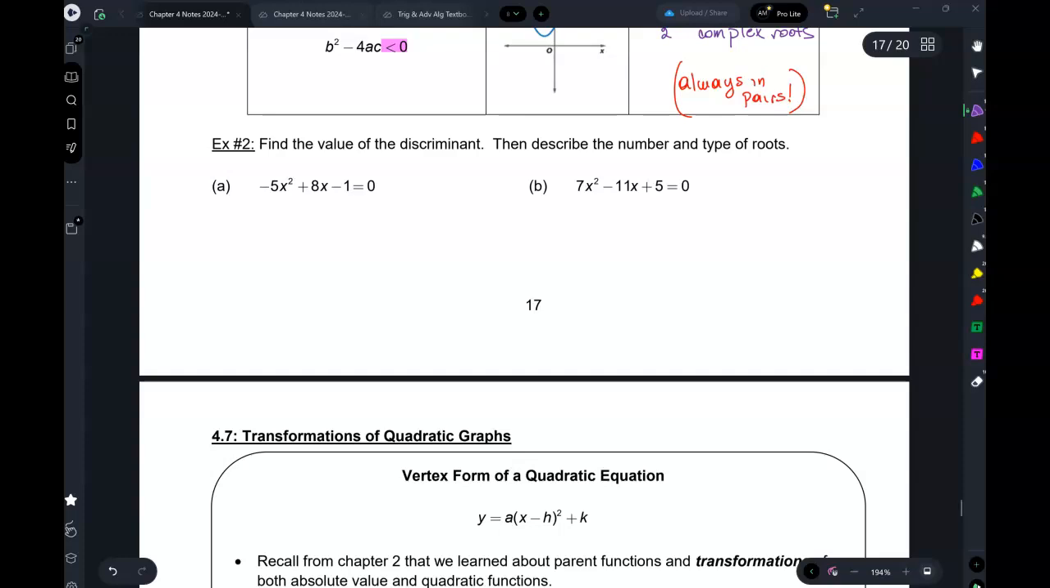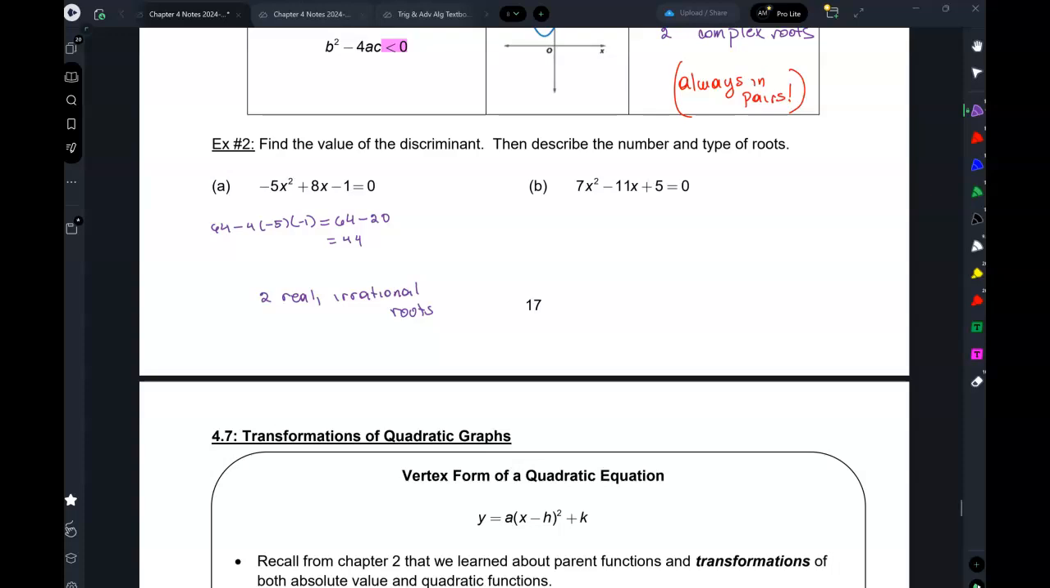Okay, so let's find the value of the discriminant and then describe the number and type of roots. The discriminant is going to be b squared minus 4ac. So 64 minus 4ac, that's 64 minus 20, 44. Positive, not a perfect square. So that's going to be 2 real irrational roots.